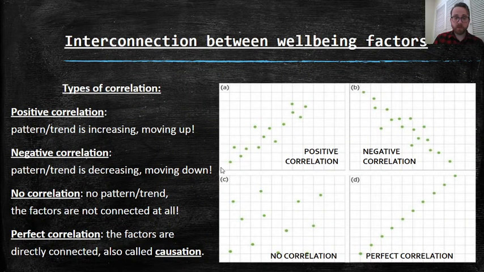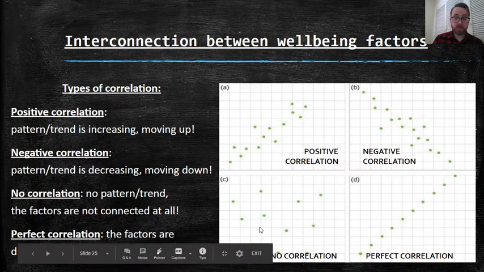So what we've mostly been looking at is positive correlation. So as this increases, that increases. So all the dots go that way. You can also have negative correlation. So the pattern or the trend is decreasing and moving down. So negative correlation.